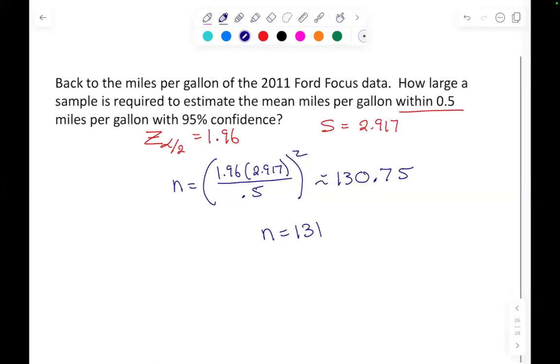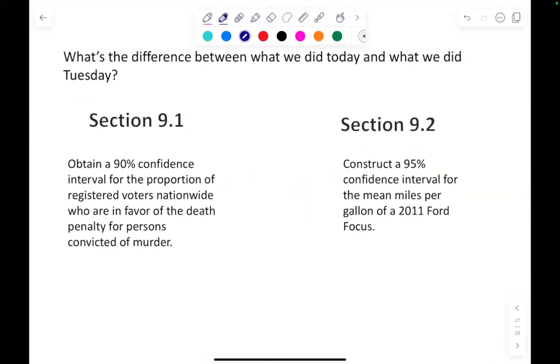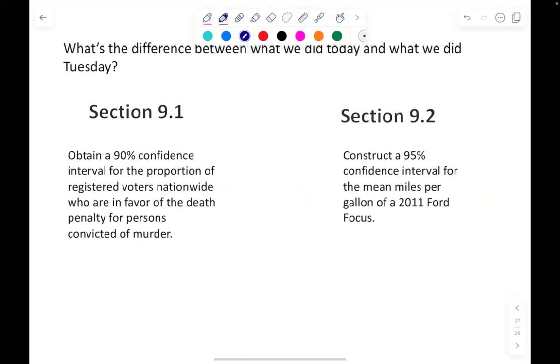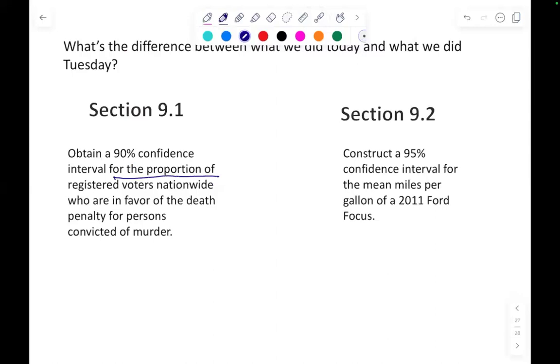All right. So I think is that it? Okay, this is just kind of a, because I know y'all want this and you'll be here. So section 9.1. This is what the problems look like for 9.1 when you're using the z-scores and that lovely p times 1 minus p thing for your standard deviation. A problem would look like this. Obtain a 90% confidence interval for the proportion. You will see the word proportion in there. You're going to see the word proportion if you're using the stuff from 9.1.